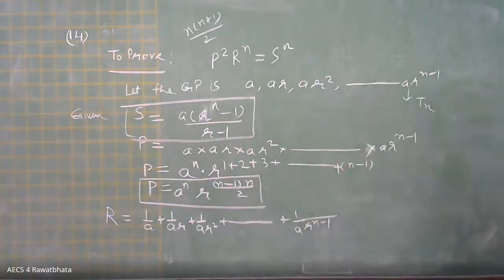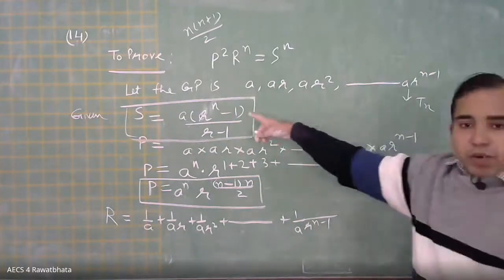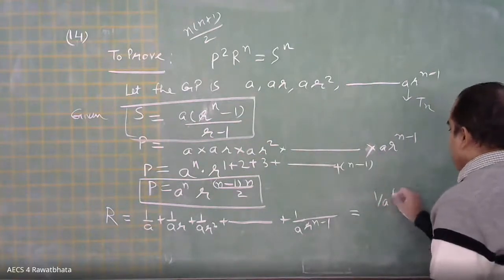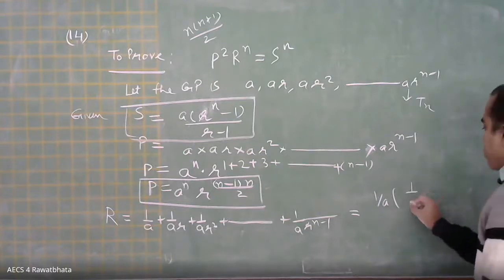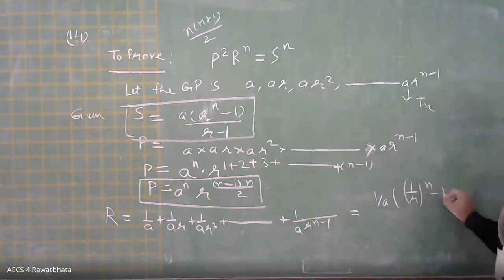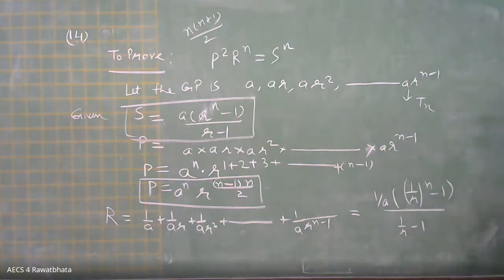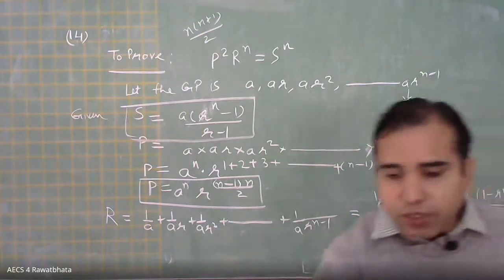And let me apply the same sum of GP formula, keeping in mind that the first term is 1 upon a and the common ratio is 1 upon r. The number of terms will be the same, n only, and then give a simplification to it. If I simplify, it will be 1 upon a. If I take LCM, 1 minus r to power n upon 1 minus r. Is it visible? I'll write there.